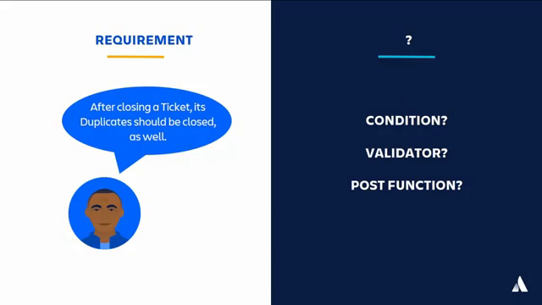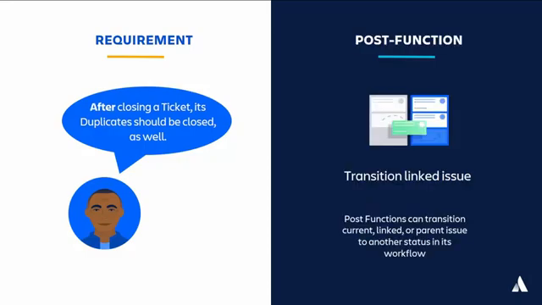And what if we wish to actually close those duplicates? We need a way to automatically transition linked issues. What would we need? Again, we need a post function. There are several solutions of post functions for Marketplace apps: transition issue, transition parent issue, and transition linked issues.